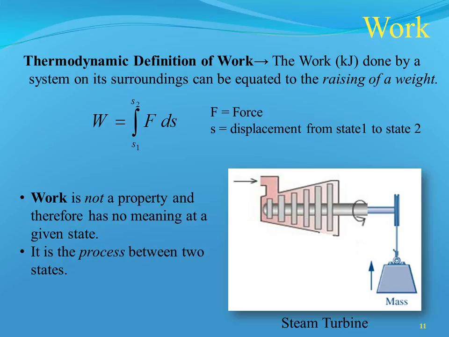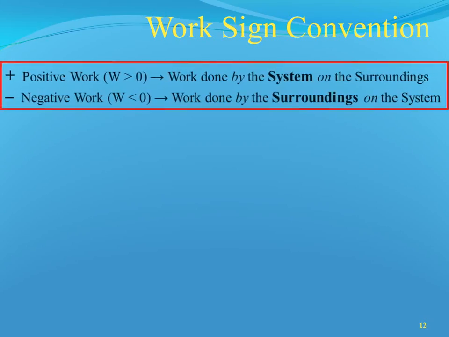So work is not a property and therefore has no meaning at a given state. It is a process between two states. So it occurs from one state to another. You can imagine when you do work on a system, then you are changing its state from one state to another. So it's actually a process.